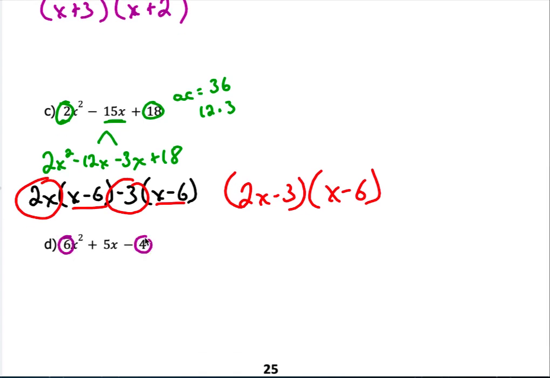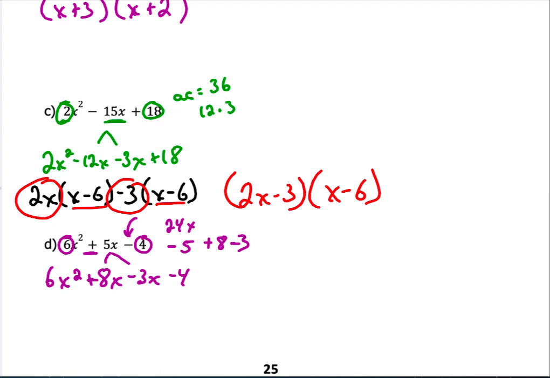Again, what multiplies to give me 24? This time, my last term is a minus, so that means I have 1 plus and 1 minus, so that means they have to subtract to give me 5. So what multiplies to give me 24, but subtracts to give me 5? Well, that's 8 and 3. And I want to get a plus 5, so I know the 8's going to be my plus and the 3 is going to be my minus. So I get 6x squared plus 8x minus 3x, I'm just splitting that middle term, minus 4.